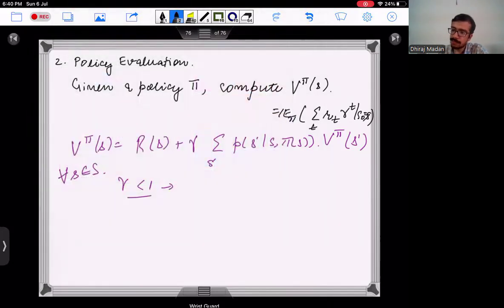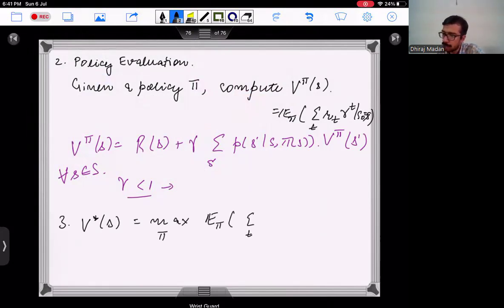And next we introduced the idea of optimal value function, which is V star of S. So the optimal value function is defined as max over all the policies, expectation over pi, sum over t, R_t gamma to the power t, given that the current state is S. Or you can also write it as max over pi of V pi of S.